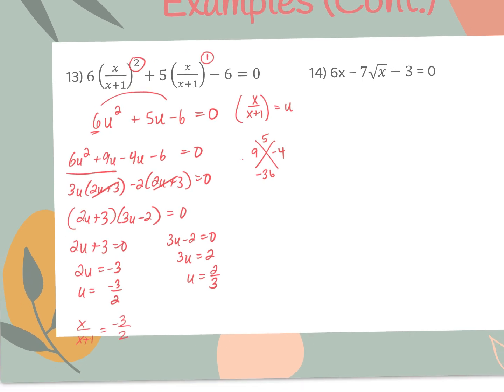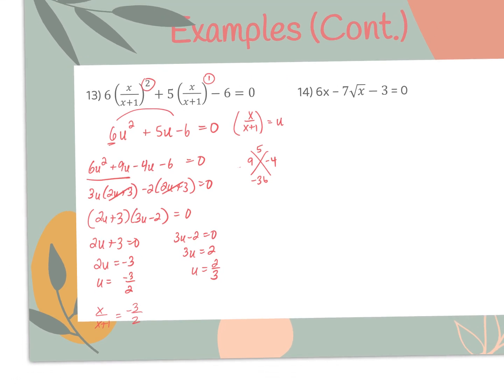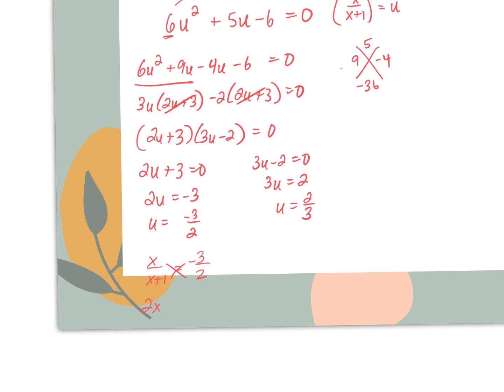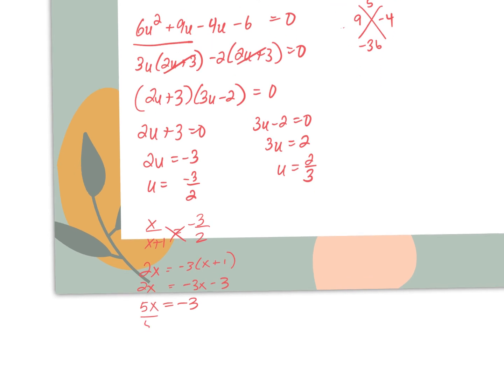And so what I'm going to do here is I'm going to do my cross multiplication. Because this is a proportion, really, a fraction on the left equals a fraction on the right, I can solve these using proportions, which I like, because it's definitely much simpler. Okay, so I come over here and I get 2x equals negative 3 times x plus 1. So I'm just going to distribute, negative 3x minus 3, add 3x to both sides, and divide both sides by 5. And I get that x equals negative 3/5. So I got one solution.